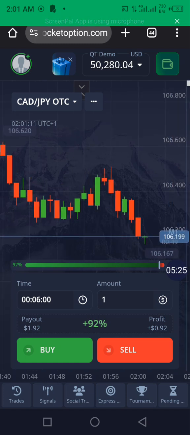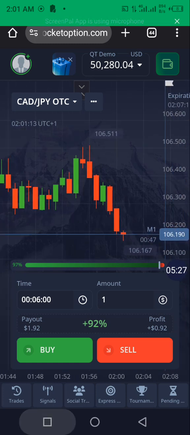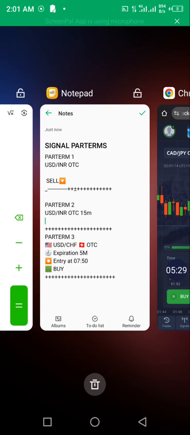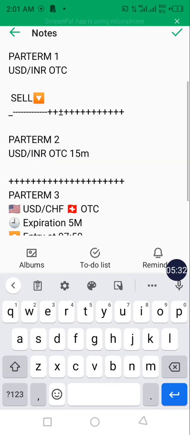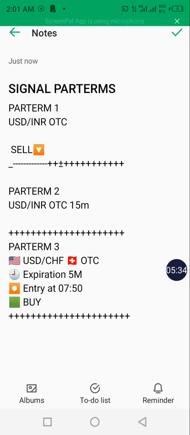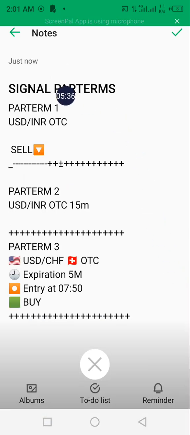So let me show you how the signals come, the pattern of our signals. Some of the patterns we use in presenting our signals. If you come here, these are the signal patterns. This is pattern 1. You can see here you have USD/INR OTC. That is the pair.